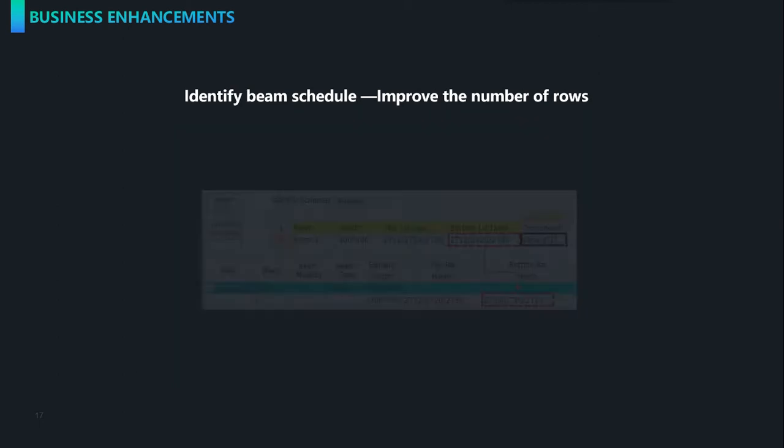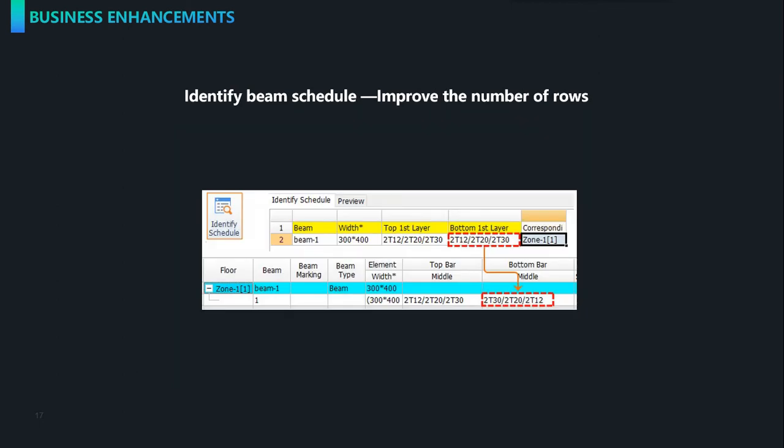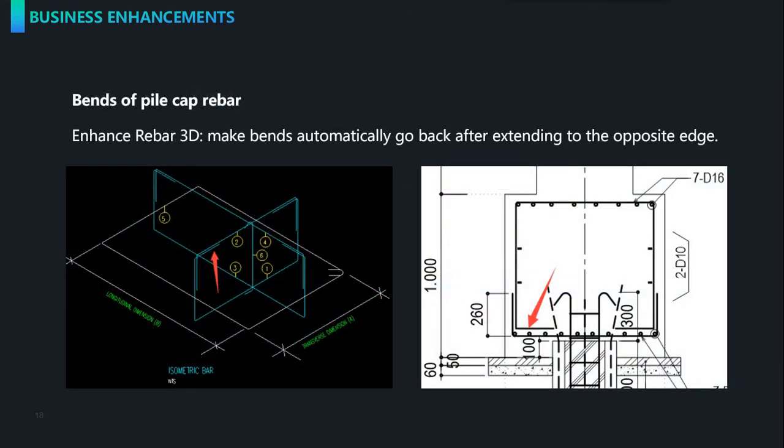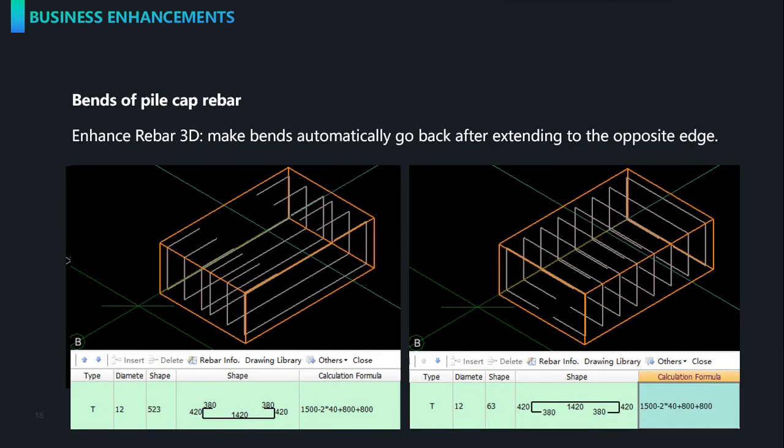In new version, when identifying multiple rows of rebar at bottom using beam schedules, switch the rebar info between the front and the back. Currently, if the bend is greater than the pile cap height, in rebar 3D, the bars will exceed the model. In new version, enhance rebar 3D to make bends automatically go back after extending to the opposite edge.